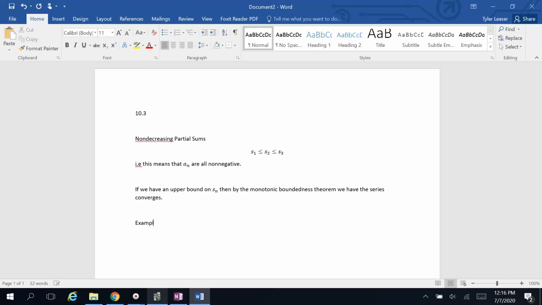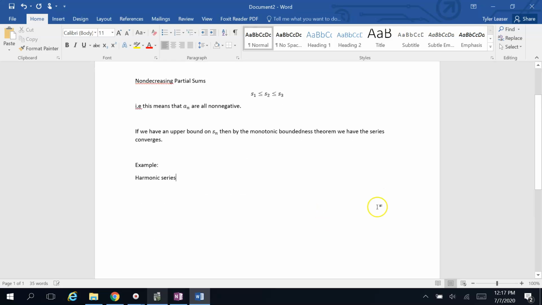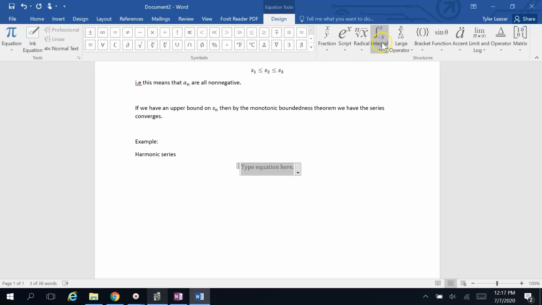Before we jump into the main theorem of this section, I do want to show you one example called the harmonic series. I think I even used this as an example in a few videos ago, but this is the harmonic series. If we look at the series as n goes from 1 to infinity of just 1 over n.